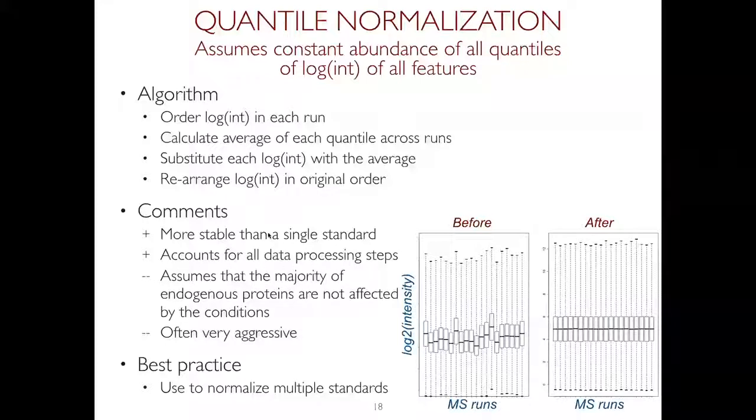So this is good. However, if we apply it to endogenous features and not to reference standards, then we run into a problem. This type of normalization assumes that the majority of the proteins are not affected, and this can be way too aggressive. And so usually we use it only to normalize multiple standards.